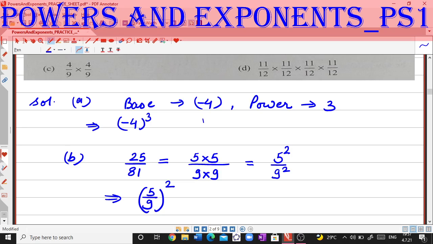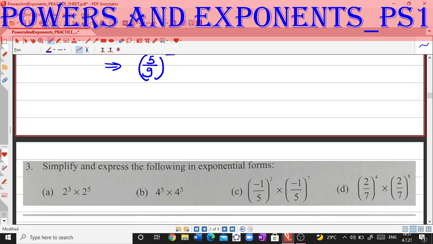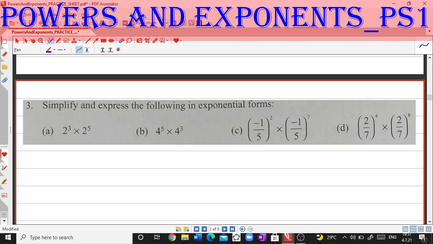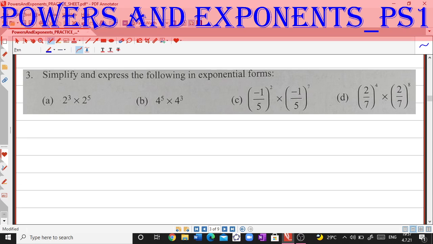Yes, the answer of C is 4 upon 9 raised to the power 2 and the answer here is 11 upon 12 raised to the power 4. I hope this is clear to you. Now moving to the third question. Yes, here we have to simplify and express the following in exponential forms.